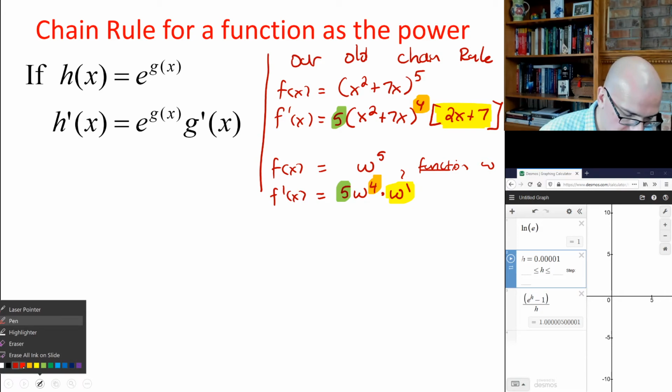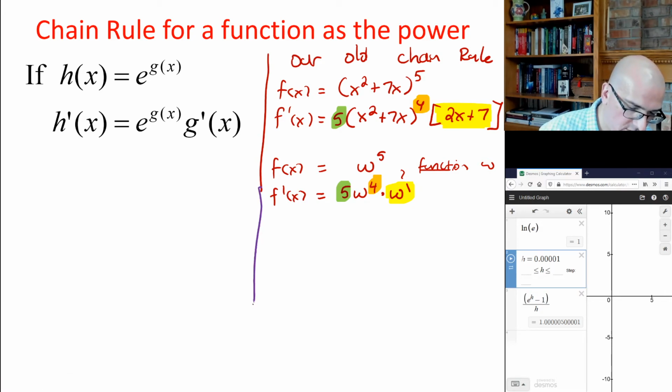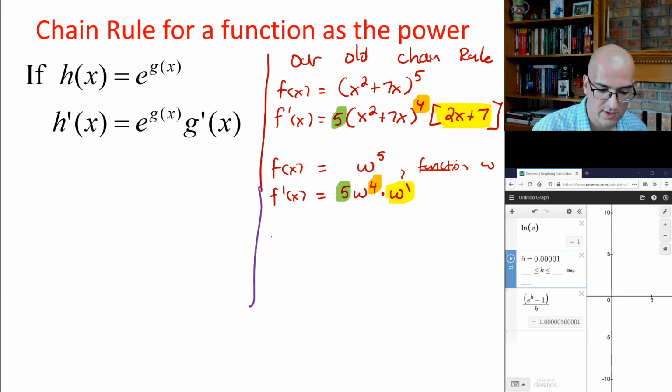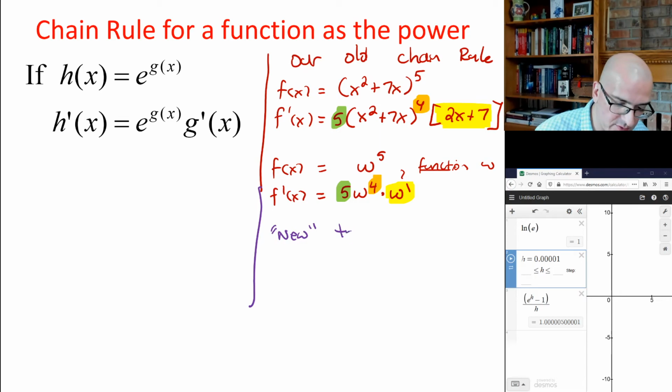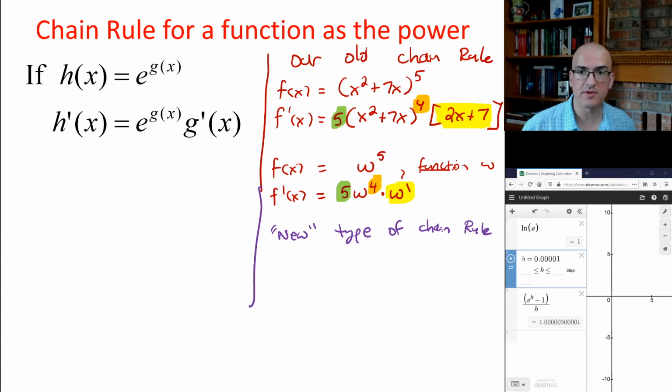So now I'm going to call it a new, and put it in quotes because it's not new, a new type of chain rule. It looks a lot like implicit differentiation, just like the above one looks like implicit differentiation. Think what you would do if that was a y to the power of 5. 5y to the 4 times y prime. These are all the same thing. They look different, but they're the same.